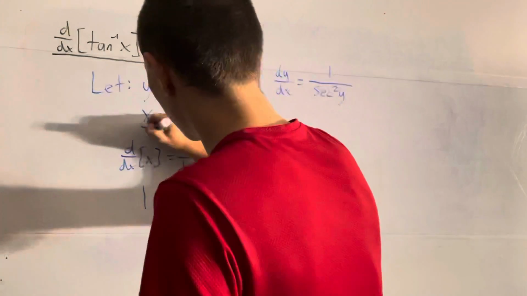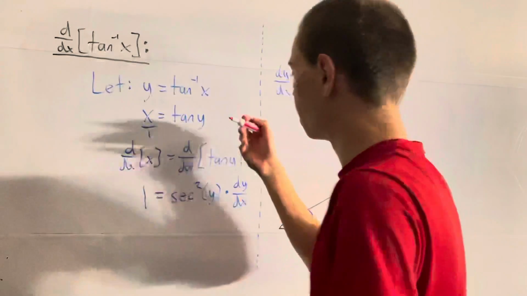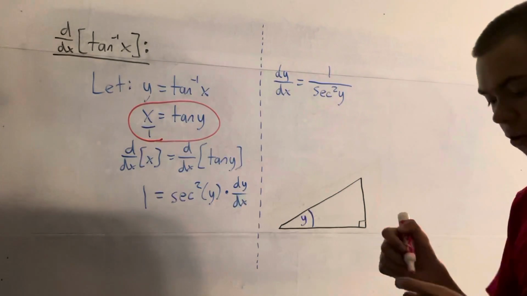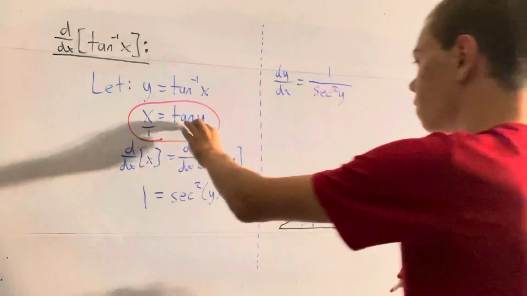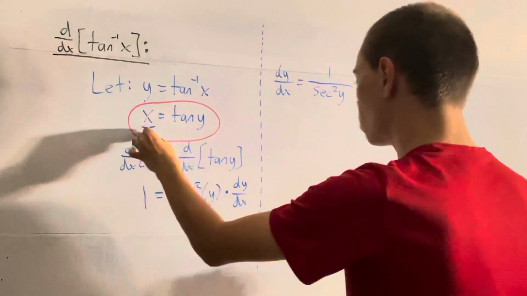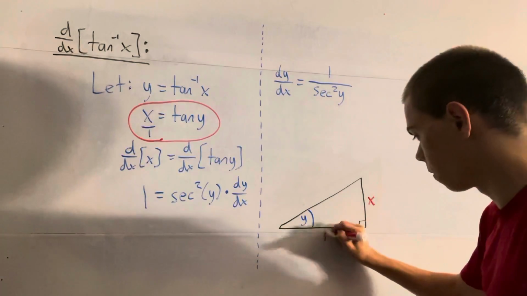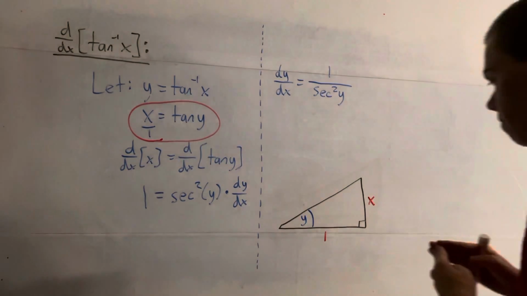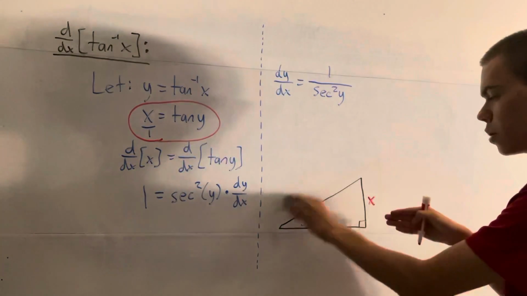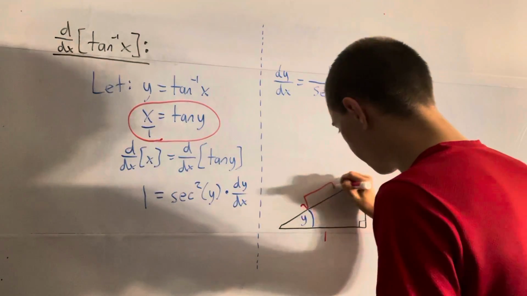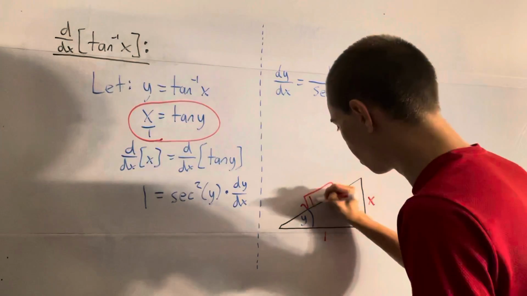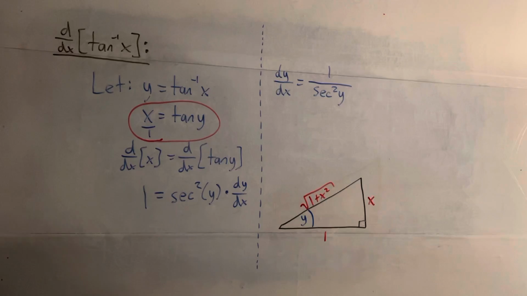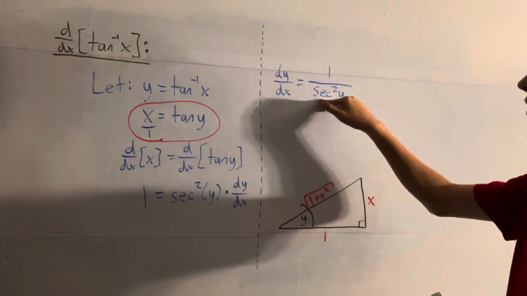Because if you notice right here, we know that the tangent of y is equal to x over 1. And this is all we need to fill in the sides of this triangle. The tangent of y is opposite over adjacent, so x over 1 is opposite over adjacent. Now we have the ability to find this side as well, because all we have to do is use the Pythagorean theorem for these two sides, and we get the square root of 1 plus x squared. Since we have all three sides, we have the ability to find the secant squared of y.